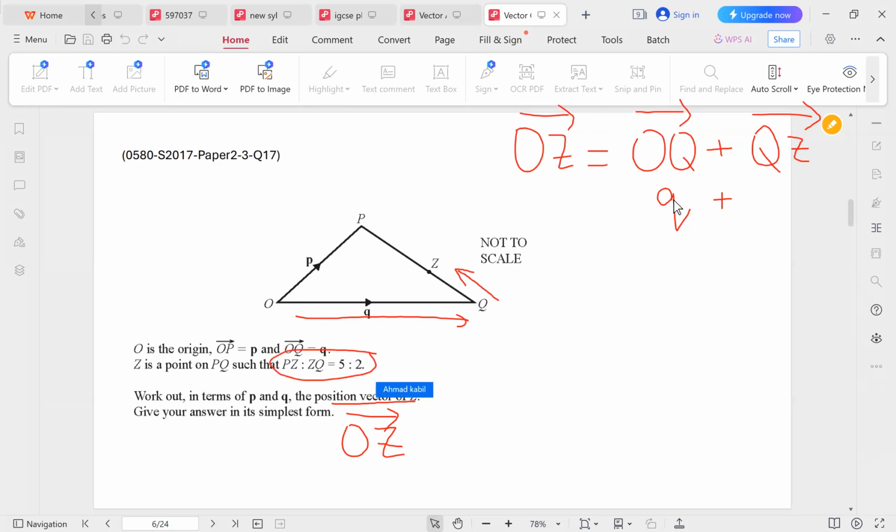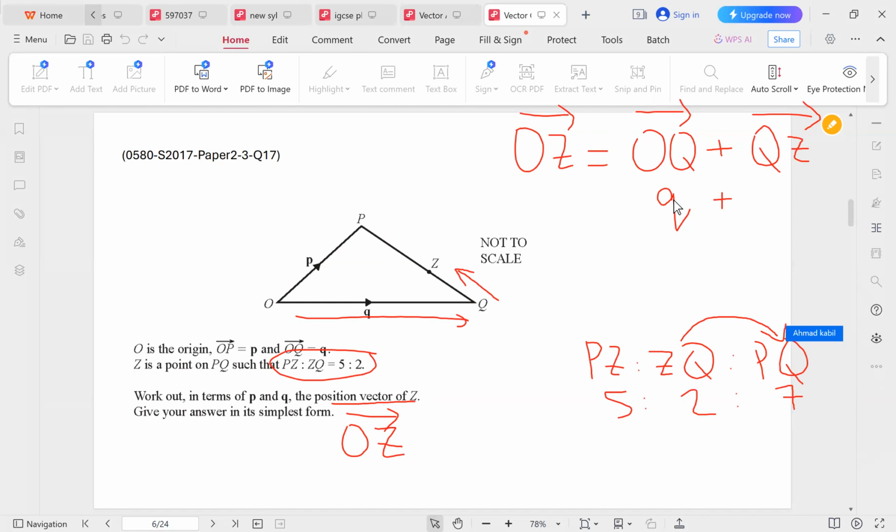We are given PZ to ZQ. And the total or the sum would be PQ. And the ratio is 5 to 2. So the sum would be 7 for PQ. And we are interested in QZ or ZQ. So we want this ratio here. So we can say that ZQ is equal to 2/7 times PQ.